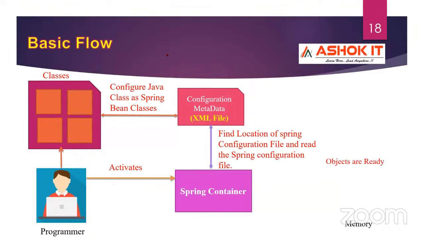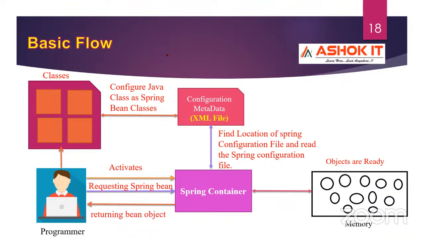So the Spring container will create what, guys? Objects in memory. Whatever bean definitions you have mentioned in the Spring configuration file, the respective objects for those bean definitions will be created in memory, guys. Understood? Everybody?